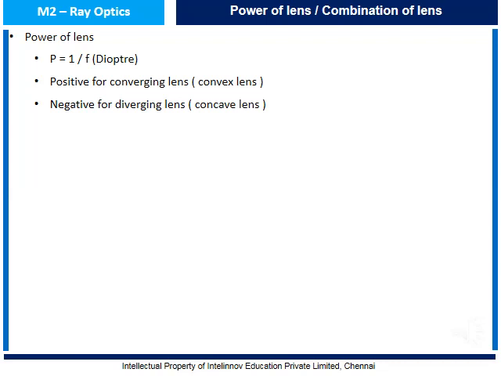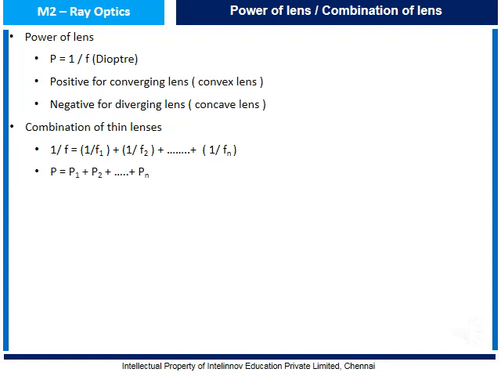Now, let us understand combination of thin lenses. In case of combination of thin lenses, 1 by F equal to 1 by F1 plus 1 by F2 up to 1 by Fn. Also, power is equal to the sum of all individual powers of the lenses, and magnification is equal to the product of individual magnifications of the lenses.